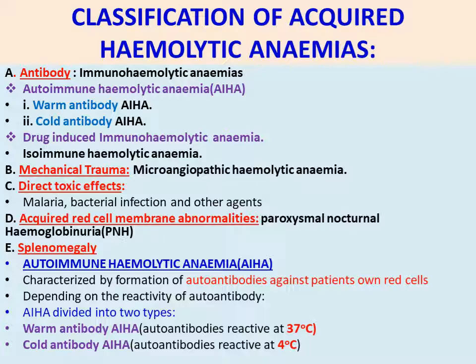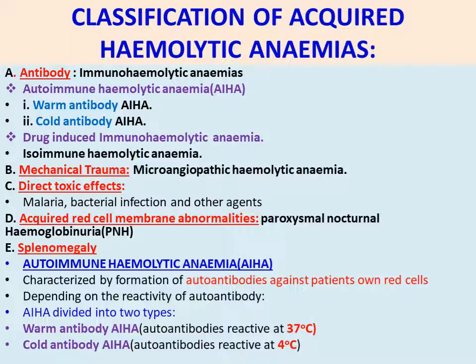Then classification of acquired hemolytic anemias. You can see it in red color here. First, A, antibody is responsible for the hemolytic anemia. Second, B is mechanical trauma. C is direct toxic effects. D is acquired red cell membrane abnormalities. Then E is splenomegaly. So this is how they are classifying, A to E.